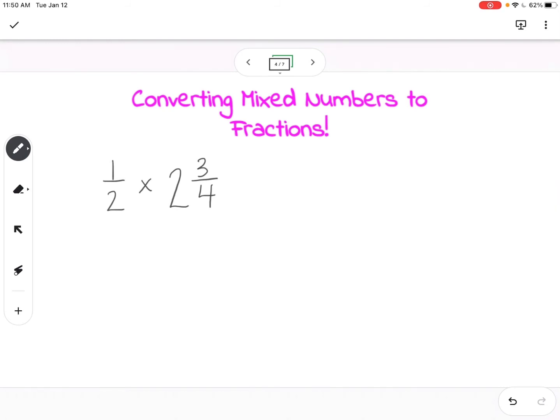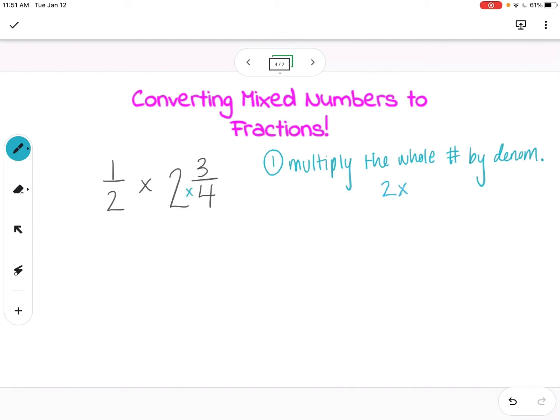So when we're converting a mixed number to a fraction, I'm going to show you over here the steps. We are going to first multiply the whole number by the denominator, which is the bottom. And I'm just going to abbreviate since I don't have any more room. So we're going to multiply the whole number by the denominator. So in this case, it would be the 2 times 4, which we know equals 8.